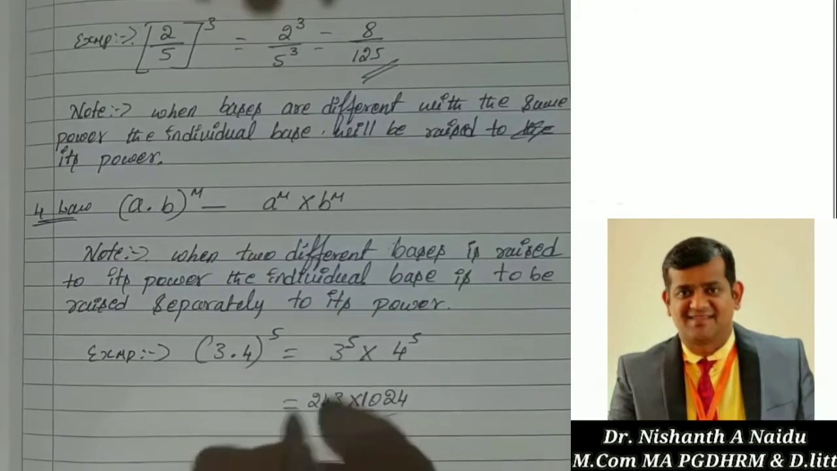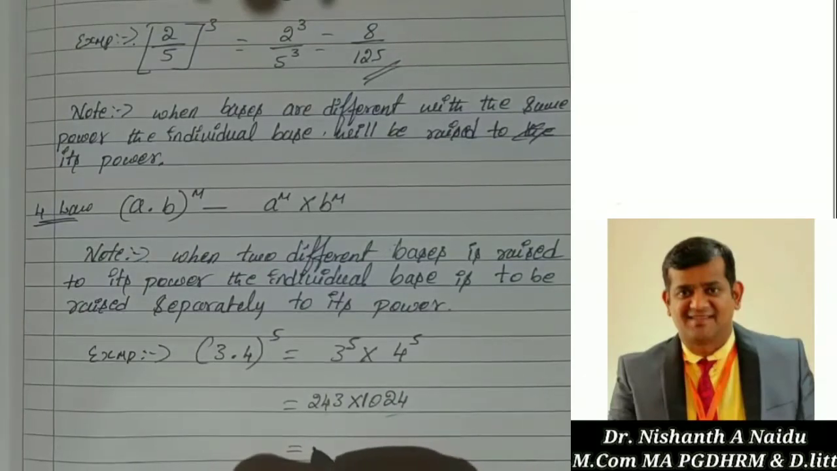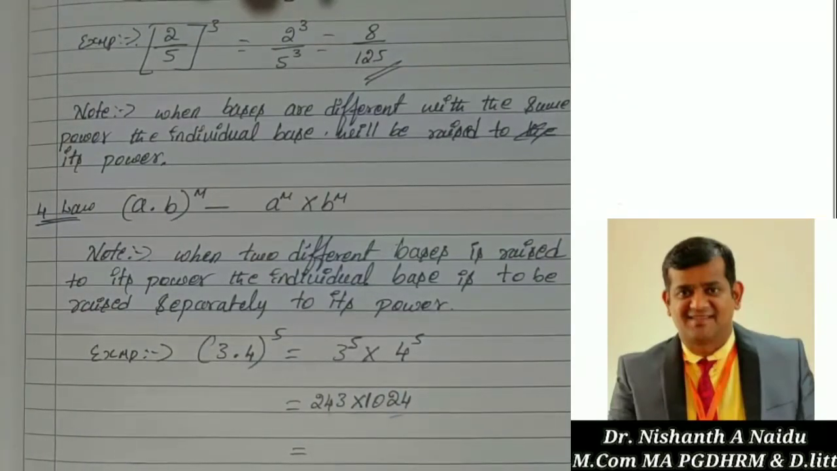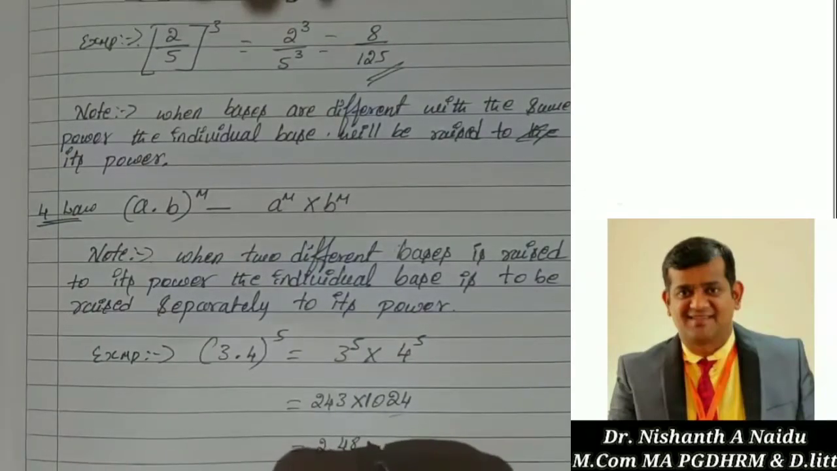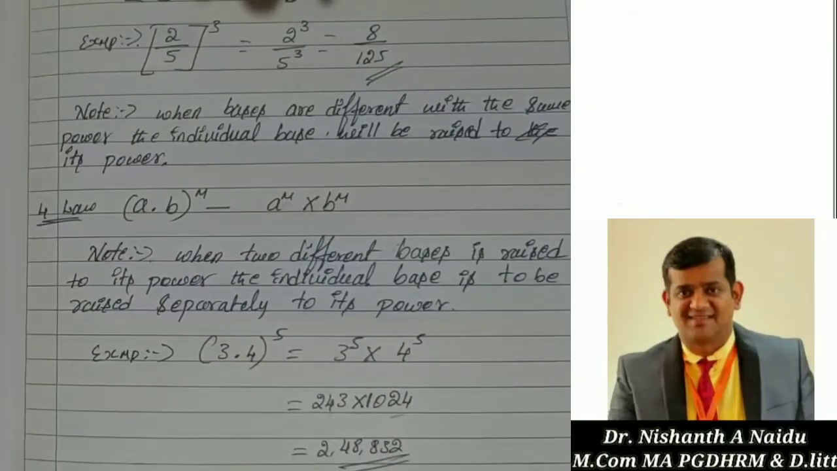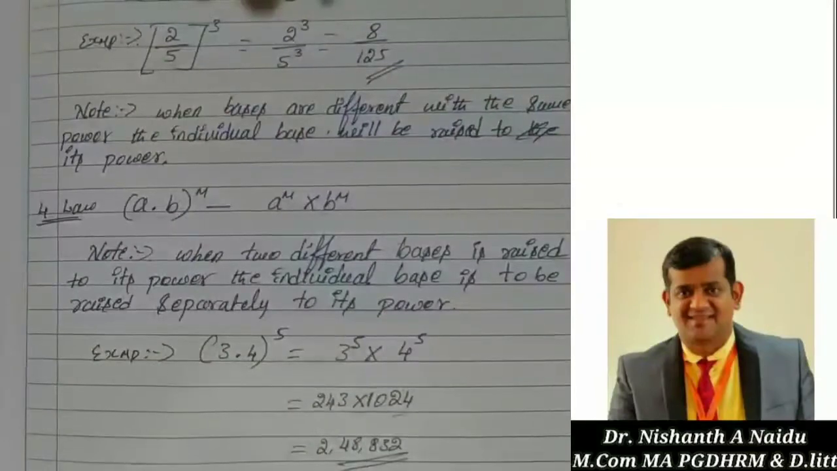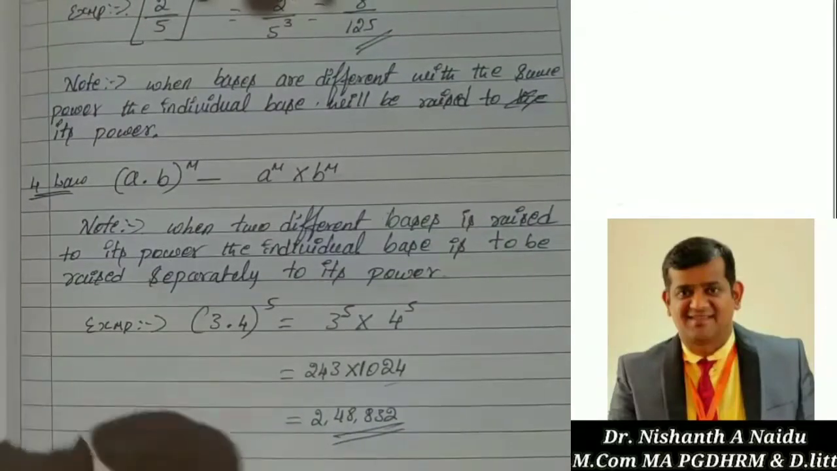So use the calculator, then multiply 243 into 1024. How much ultimate answer are you going to get? Let me check in a calculator. 243 into 1024 comes to 248,832. So this is the answer you are going to get when you solve this problem. Okay, so next I'm going to the fifth law.